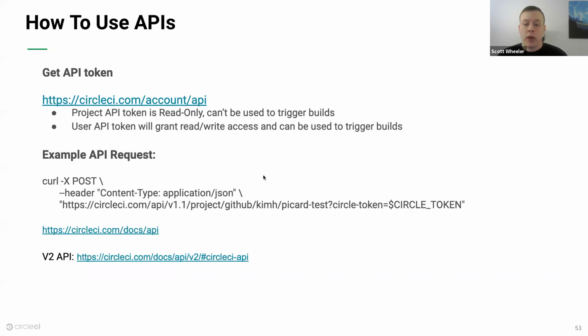We are starting to roll out our V2 API, which includes some things like insights data, pipelines, providing parameters to the build using pipeline parameters, and my favorite, managing project environment variables. You can find more information on the V2 API docs, which are in preview, at circleci.com/docs/API/V2. It's a long link. I will leave it up for a second.